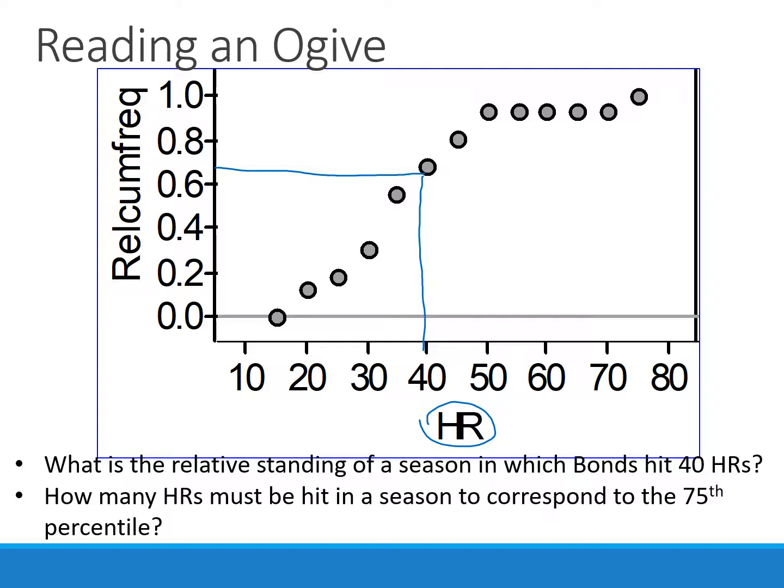Okay, next question, how many home runs must be hit in a season to correspond to the 75th percentile, right? So we're going to do the same thing, except now we're going to move from the 70 over. Okay, so about here, trace it down, and it looks like that would be about 45.